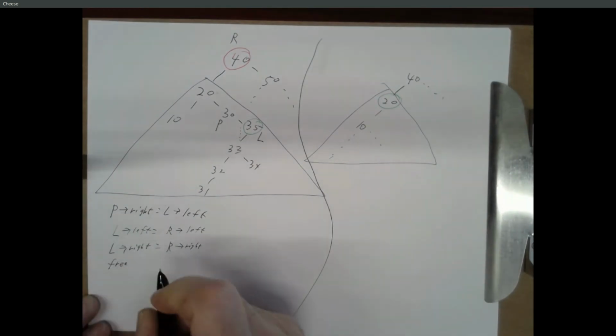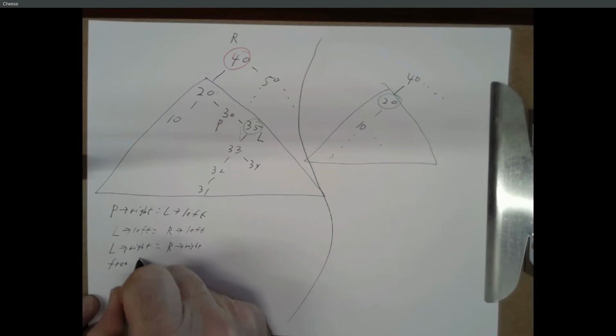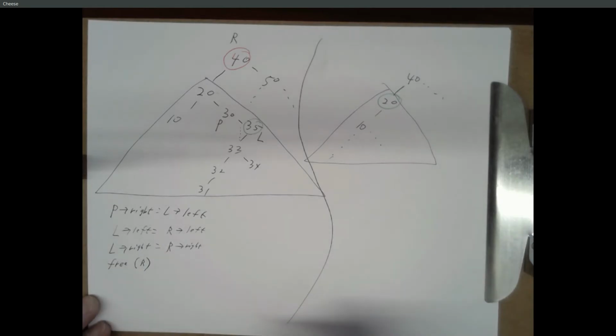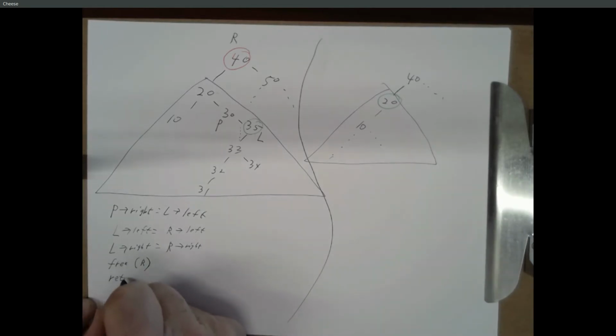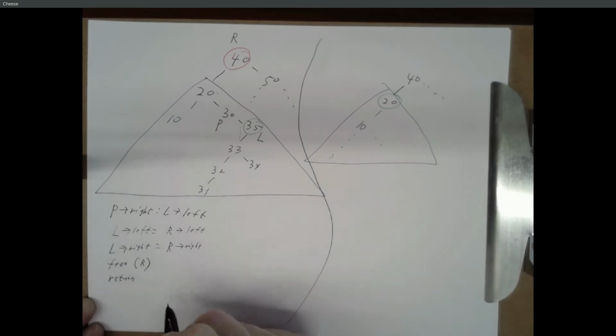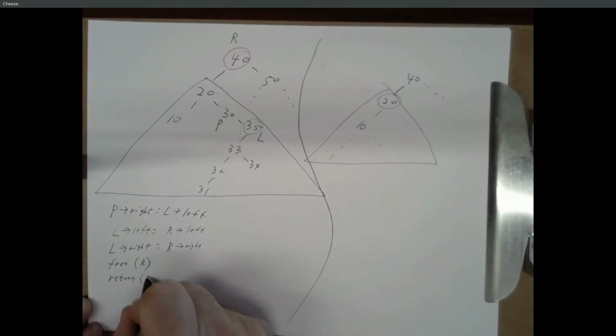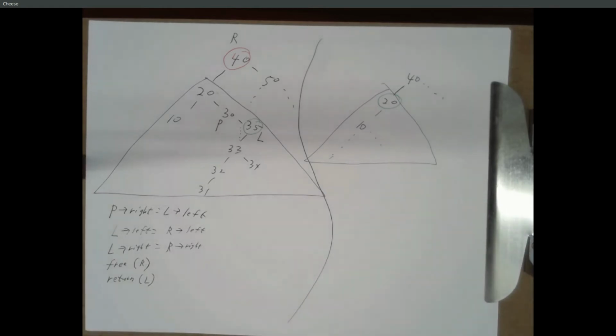If you want your 5 points for Valgrind happiness, you can free the old root, and then delete always returns the root of the new tree. The new root is L. Okay, so that's the general case.